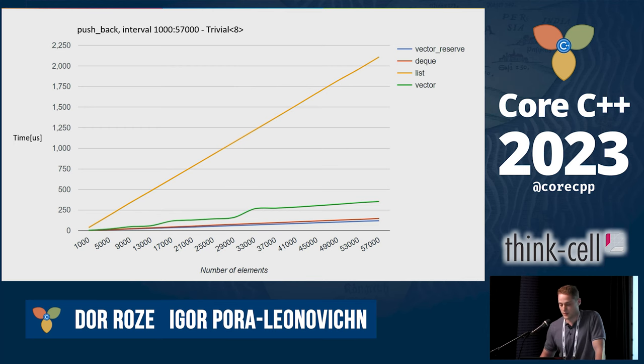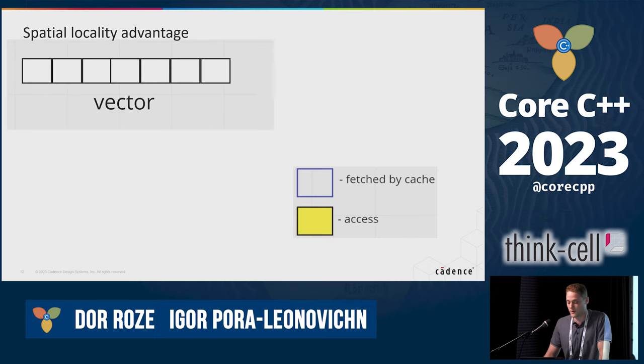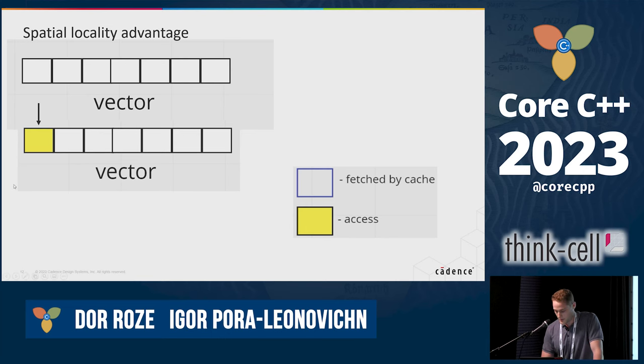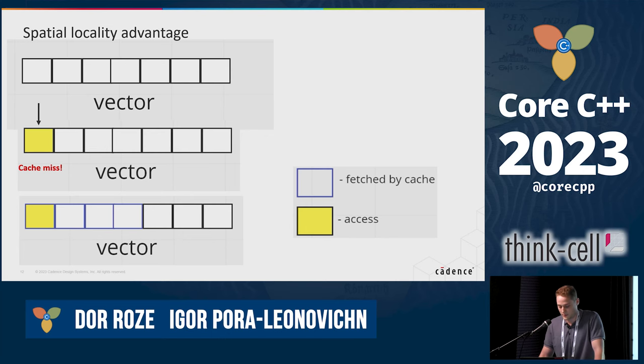The reason the list is so slow is because of the spatial locality advantage the vector has. The vector stores its elements in a contiguous area of memory, one after the other. Let's look at an example. Let's assume we have a vector and we are trying to access the first element of the vector. Not only the accessed data is fetched, but the whole cache line is fetched as well. So we get a cache miss, and now we can see that the next elements are already inside the cache line. So it reduces the number of cache misses when we are iterating over the next elements.